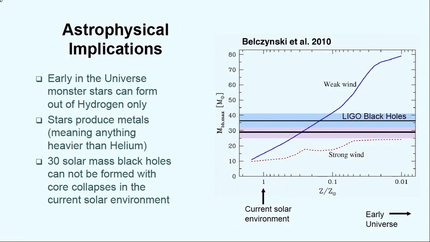There are also some astrophysical implications. First of all, these black holes are too big to be actually produced in our own galaxy. That has to do with the fact that once you have metals, and in astronomy everything beyond helium is a metal, so if you have heavier elements, you can't really make that big a star anymore because it sort of condenses. On the other hand, early in the universe, when there was only hydrogen and helium, you can make enormously large stars, 100, 200 solar mass stars.